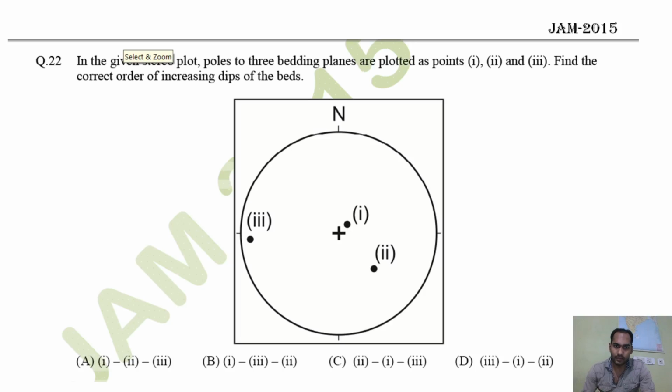Here it is asked that in the given stereo plot, poles to three bedding planes are plotted, right? Here poles to bedding planes are plotted. So what are poles? Poles are generally the perpendiculars, right? Here it is a plane and the perpendicular to it is the pole, right?